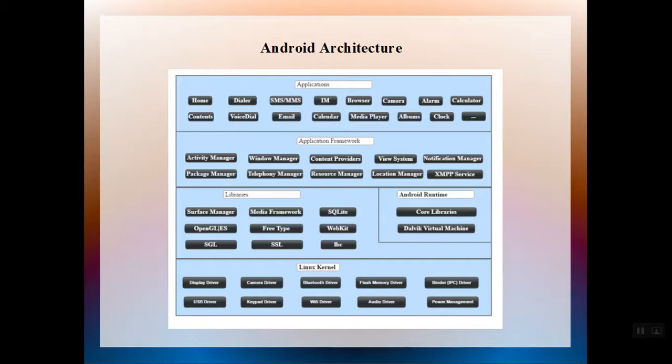Here is a diagrammatic view of how the layers are distributed in Android architecture. The bottommost or the first layer being the Linux kernel, then comes a native layer which is divided into two parts, then comes the application framework and then the applications.